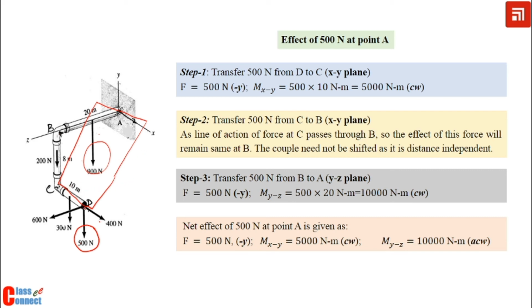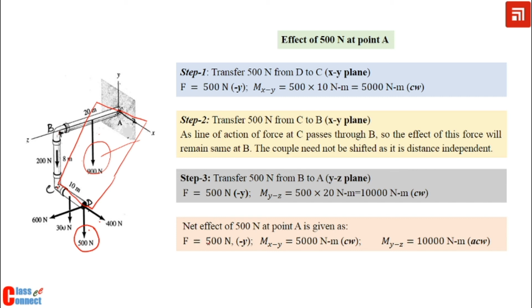So we can directly go from point D, 500 Newton, to point B, or point D to point C, and then point C to point B. And when we move from point B to point A, we are moving in the XZ plane, means in the same plane. So that is how we select how to move from one point to another point and finally reach the desired point.